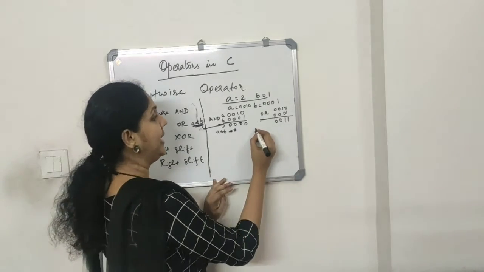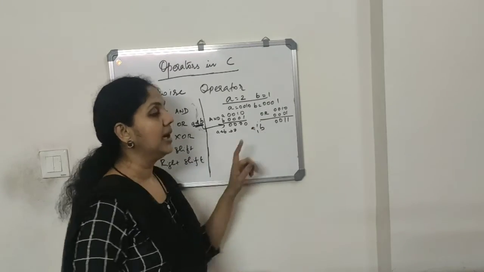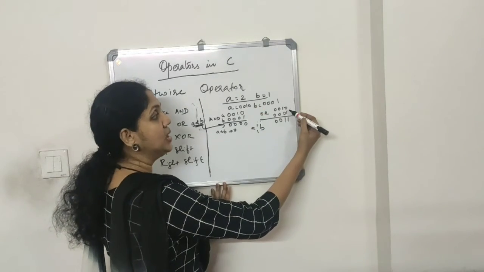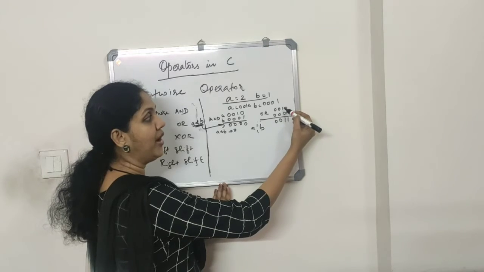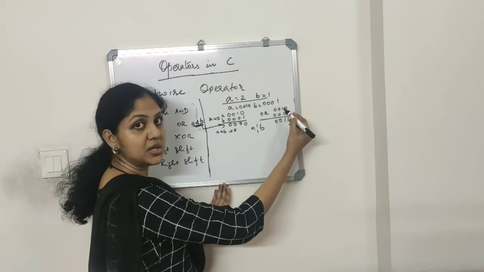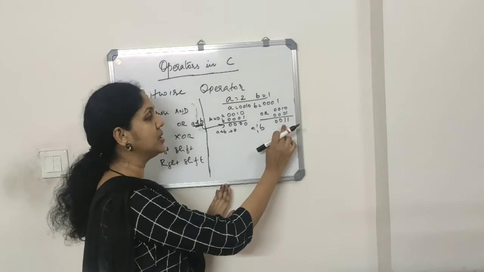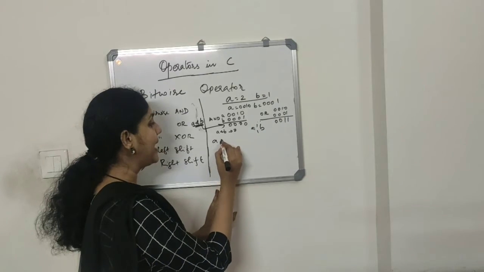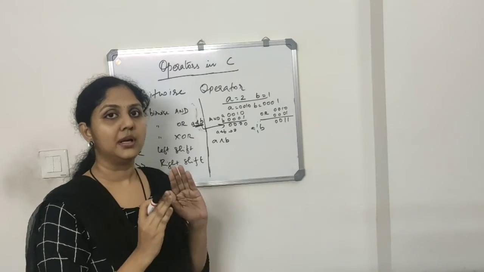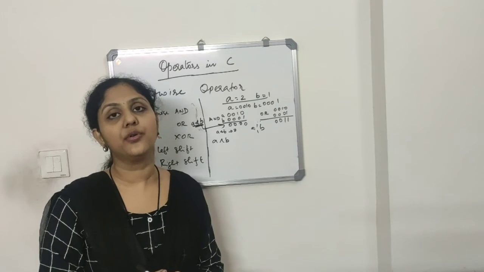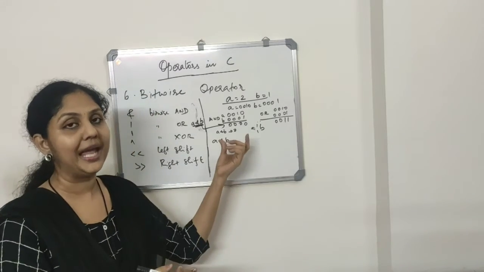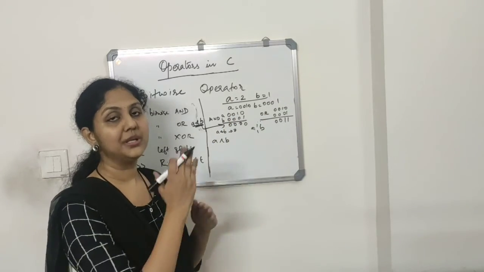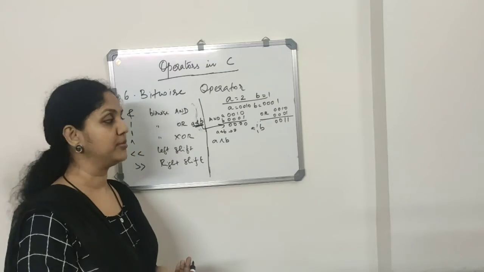Now if you are doing A or B, again the OR operation will be performed at the bit level. 0 or 1 gives 1, 1 or 0 gives 1, 0 or 0 gives 0, 0 or 0 gives 0. This is the output of A or B. Now what is A XOR B? Exclusive OR operations will be performed at the bit level for both A and B binary numbers.